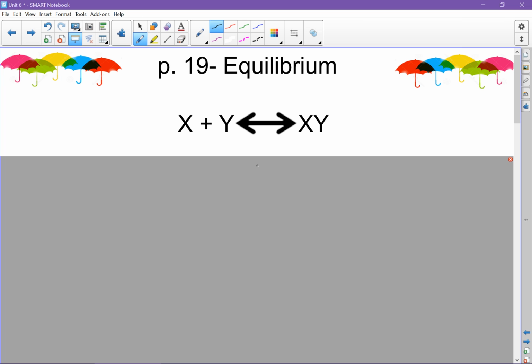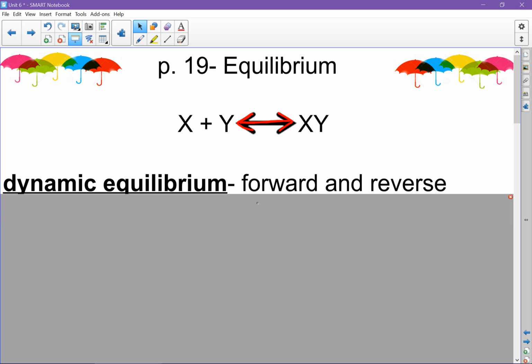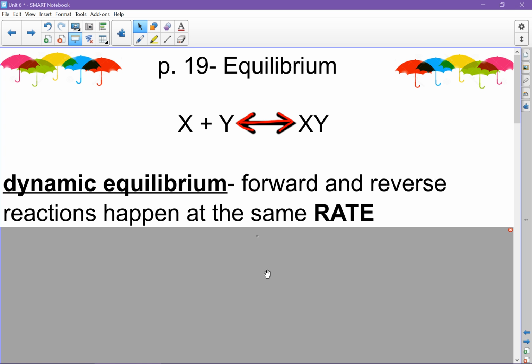Hey guys, today you're going to learn about something called equilibrium. So if you look at this chemical reaction, notice that it's a little bit different because it doesn't just have an arrow pointing forwards, the arrow is actually going both directions. That tells us something really important. So that tells us that this reaction is in dynamic equilibrium.